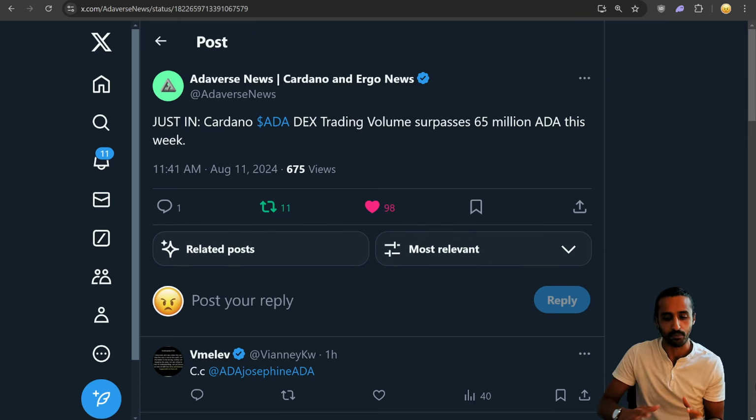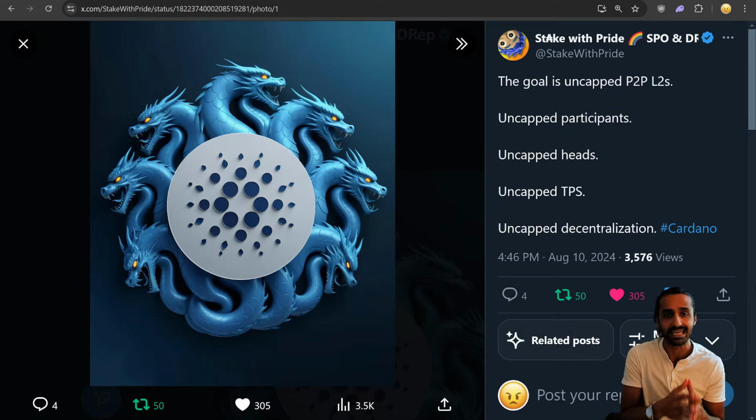DEX trading volume surpasses 65 million ADA this week. The goal is uncapped peer-to-peer L2s. Uncapped participants, heads, transactions per second, decentralization. Cardano is quite beautiful, guys. It has so much going for it.